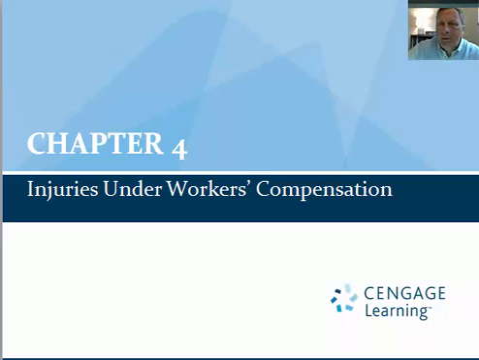So Chapter 4 kind of brings those definitional sections full circle in that we're going to look at what injuries qualify for the benefits. So at this point, we're assuming that the employer fits under the definition of employer, required to provide workers' compensation. The employee fits under the definition of employee, and therefore those benefits are available to them. So what triggers those benefits? Well, it's going to be an injury, as that term is defined in the statute.